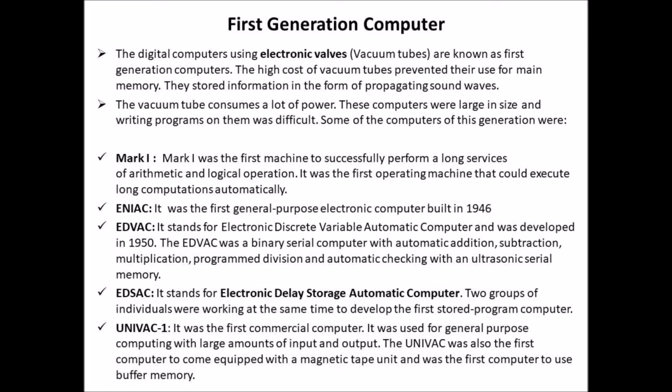Some of the computers of this generation were: first one, Mark I. Mark I was the first machine to successfully perform a long series of arithmetic and logical operations. It was the first operating machine that could execute long computations automatically. Second one, ENIAC. It was the first general purpose electronic computer built in 1946. Third one, EDVAC. It stands for Electronic Discrete Variable Automatic Computer and was developed in 1950.